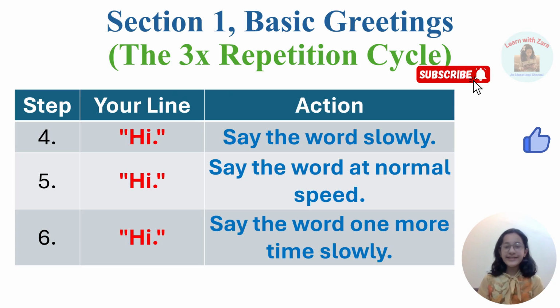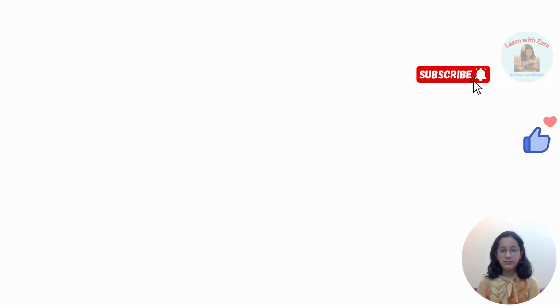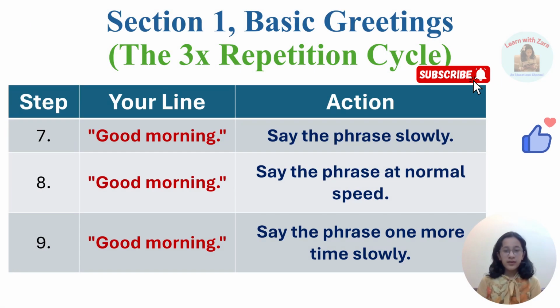Say the word slowly. Hi. Say the word at normal speed. Hi. Say the word one more time slowly. Hi. Say the phrase slowly. Good morning. Say the phrase at normal speed. Good morning. Say the phrase one more time slowly. Good morning.